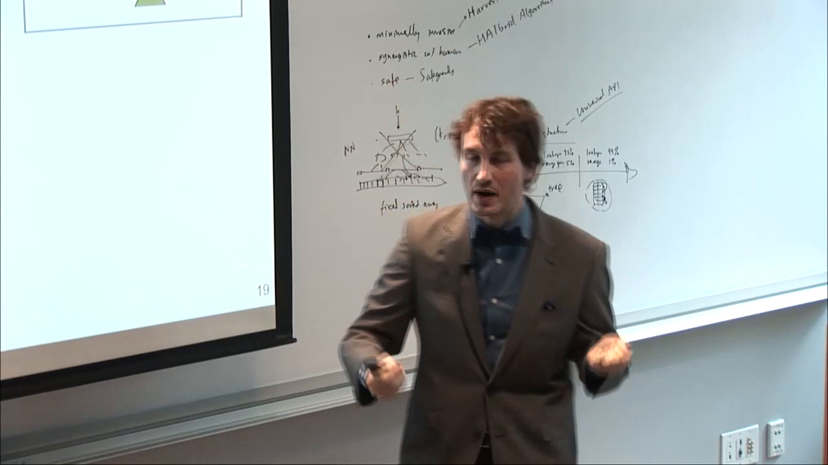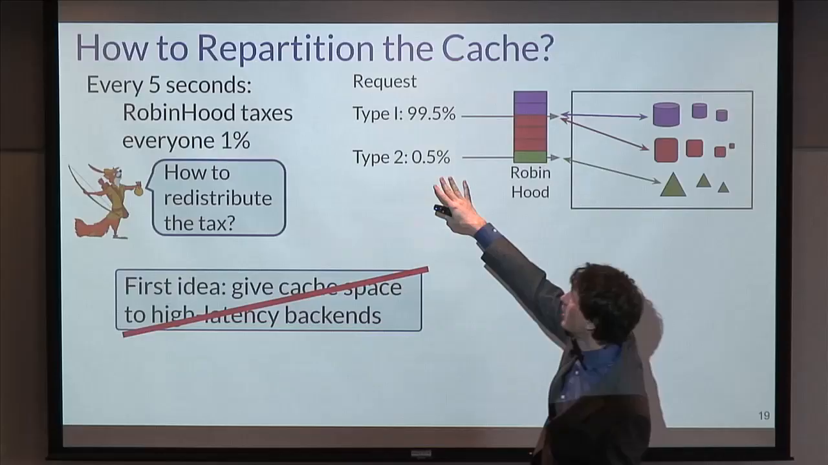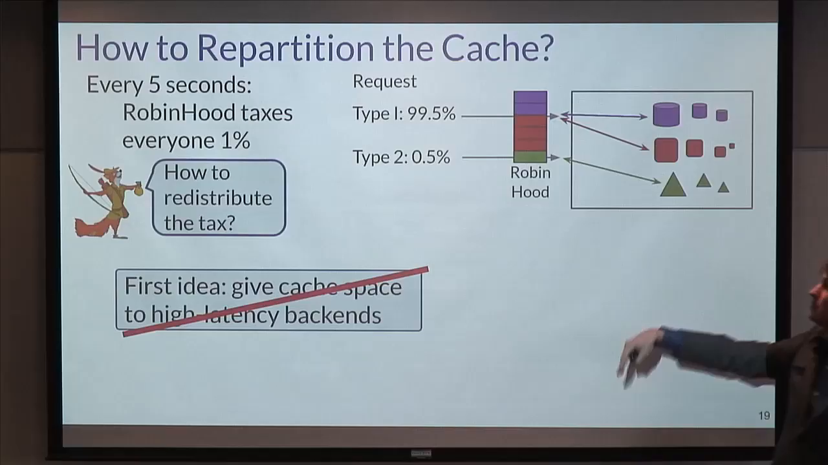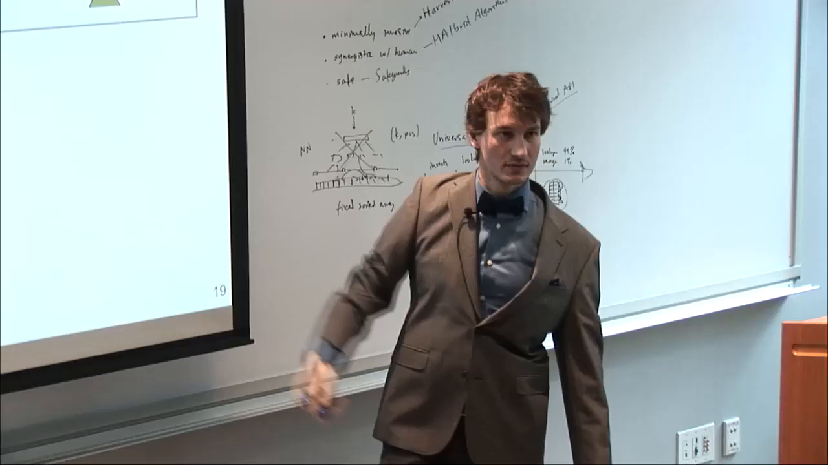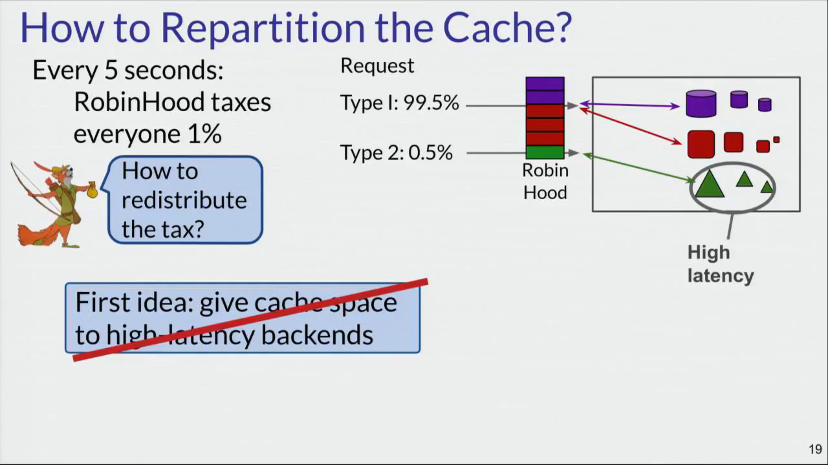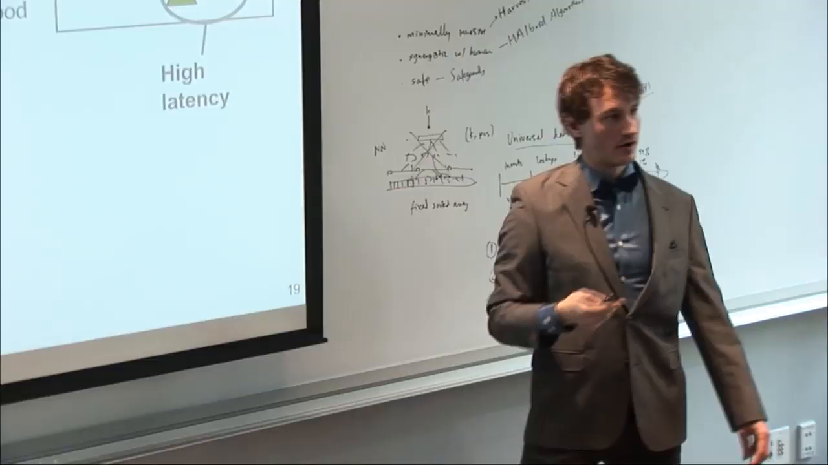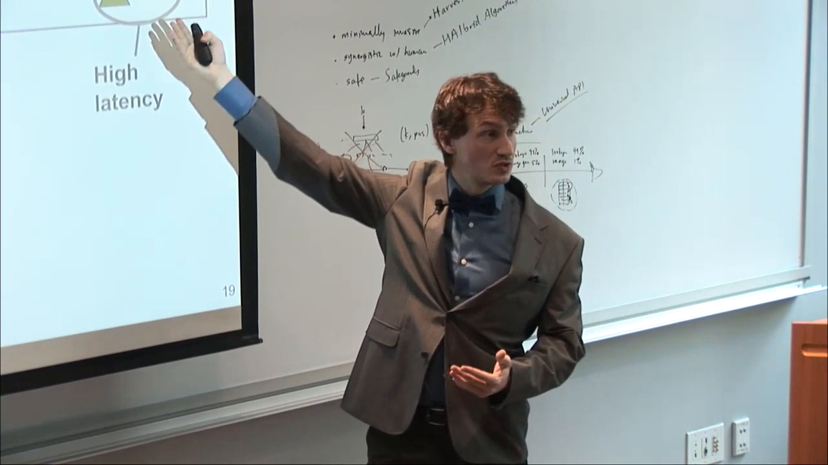For example, there could be the type 1 request, which makes up 99.5% and uses the purple and the red system. And maybe there's another half a percent of requests that only goes to the green backend system. Now, if that green backend system happens to have high latency, according to the algorithm we just defined, we increase the share of the green guy in that cache. Accordingly, that will hopefully reduce the load, but it will also increase the load on all the others.